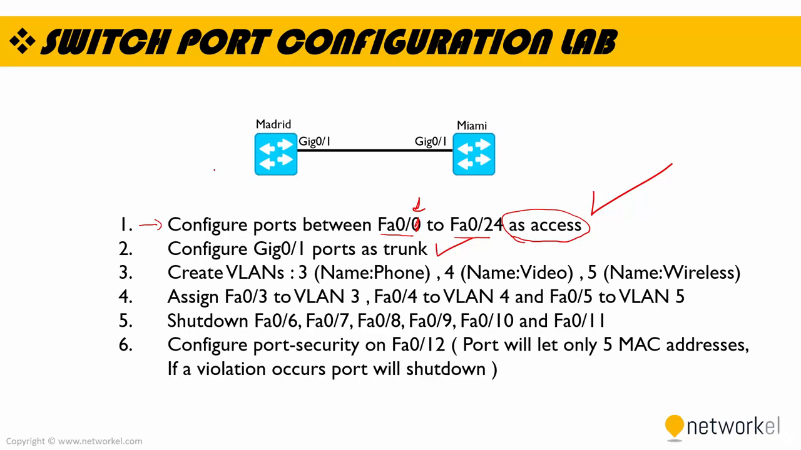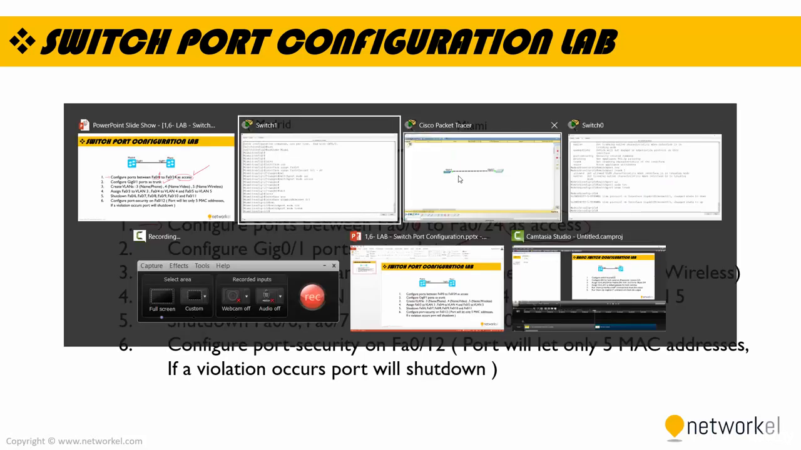Okay, now let's go to the third step. Create VLANs. Create VLANs 3, 4, and 5, and their names will be phone, video, and wireless. Okay.